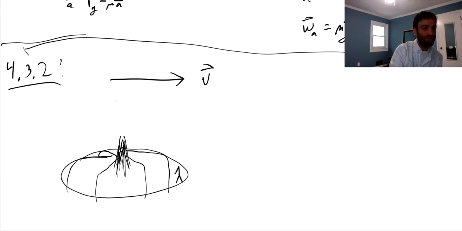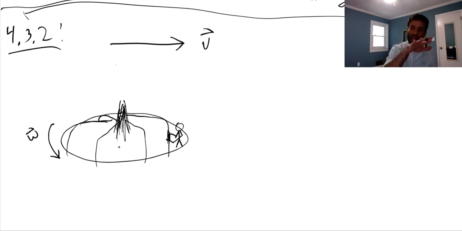So for instance, maybe I'm standing over here and I'm holding on to this handrail, right? And the whole thing has some angular velocity, let's say, that I'll write with this omega, right? So this is kind of an angled, on-side view.